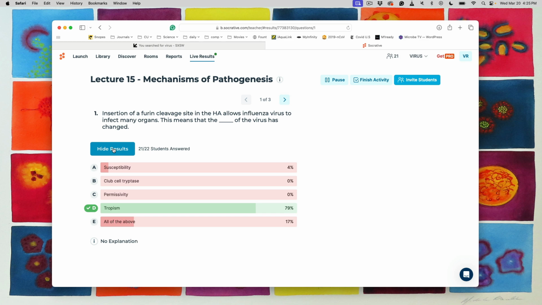The insertion of a furin cleavage site changes the tropism of the virus because it allows cleavage by proteases that are present in tissues outside of the respiratory tract. It's not susceptibility. That doesn't make sense to say the susceptibility of the virus. Club cell tryptase, no, it doesn't make sense either. Permissivity, the virus is not permissive, it's the cell, it's tropism.